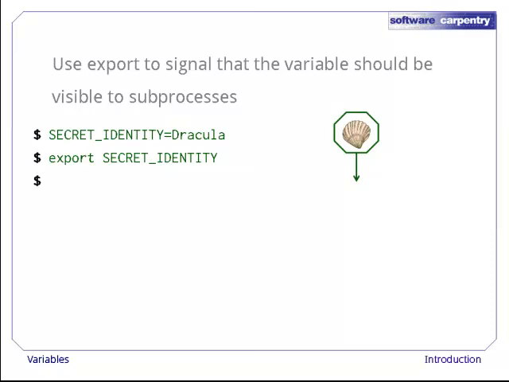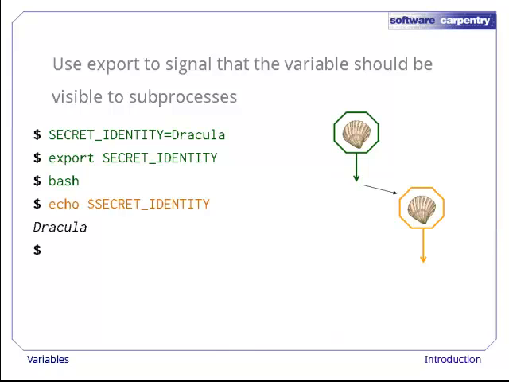Let's try the secret identity example again. After giving SECRET_IDENTITY a value, we give the shell the command export SECRET_IDENTITY. Note, by the way, that it's not export $SECRET_IDENTITY with a $ sign. If we typed that, the shell would expand SECRET_IDENTITY, and our export command would actually be export Dracula, which would do nothing because there's no variable called Dracula. Now let's run a new shell and type echo $SECRET_IDENTITY. Yep, there's our variable. And of course, exiting brings us back to our original shell.